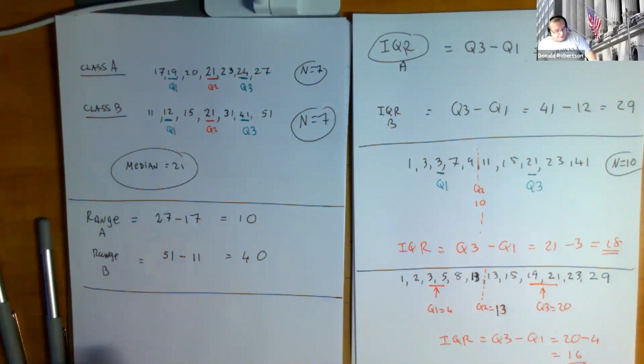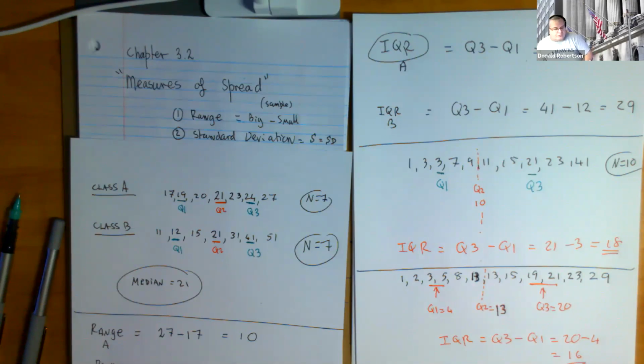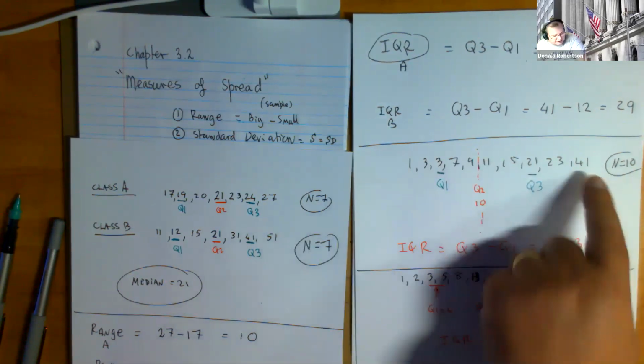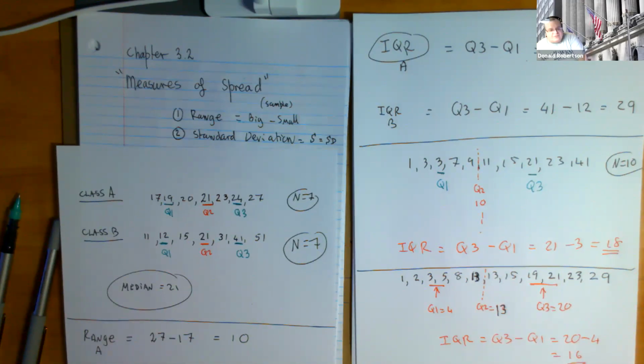There was a third one, wasn't there? There we go. There's a guy called standard deviation. Now you can do the range by hand, as long as there's not too many numbers. Would you agree you could do the interquartile range by hand? You will probably never, ever do the standard deviation by hand.